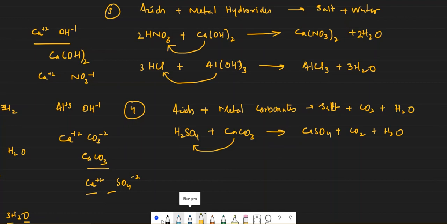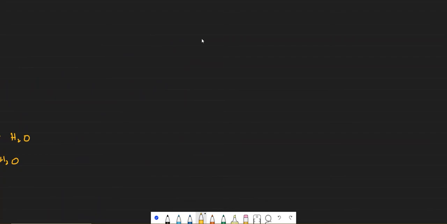Moving on to bases. Okay, let's do bases. Love bases. What are bases? I'll get to the definition later on, because the thing is that there have been many models that explain the definitions of acids and bases. Right, so I'm going to get to it later, but you just need to know that there are two types of bases. There are metal oxides and then there are metal hydroxides.